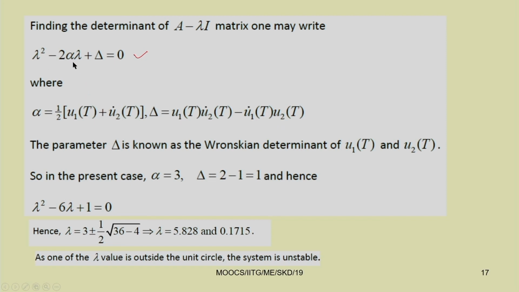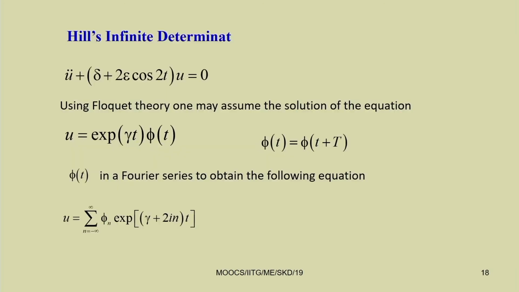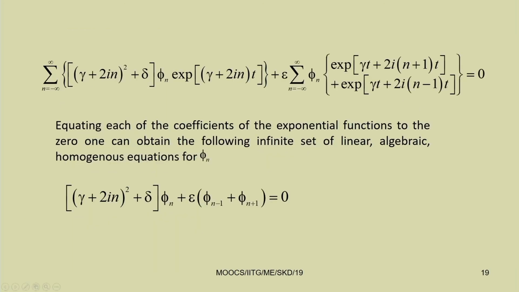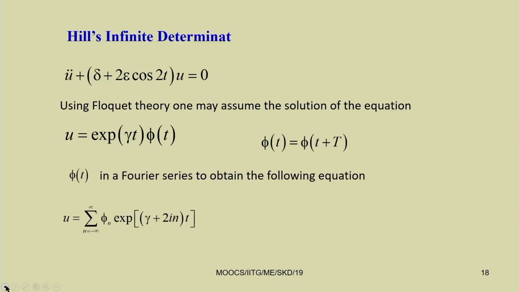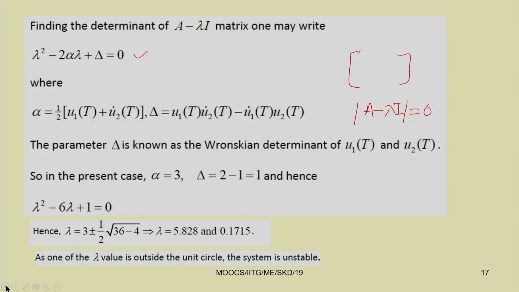That way you can write, or directly from this. After writing this A matrix, you put determinant of A minus lambda I equal to 0. Otherwise, you can directly find the eigenvalues of the A matrix also. So, from that you can get this lambda.